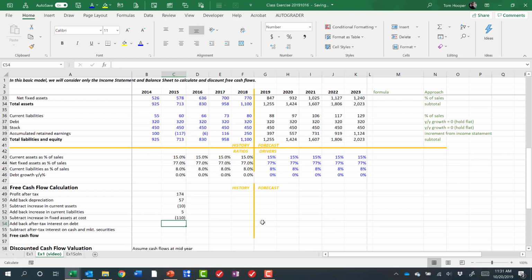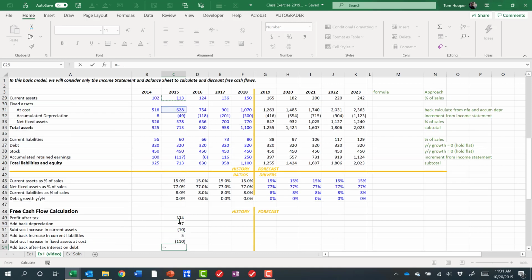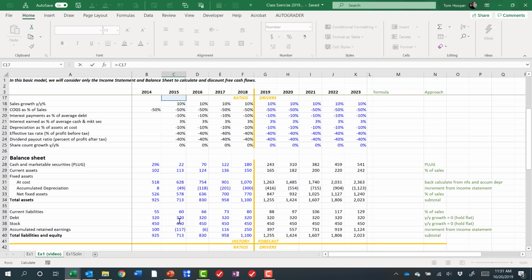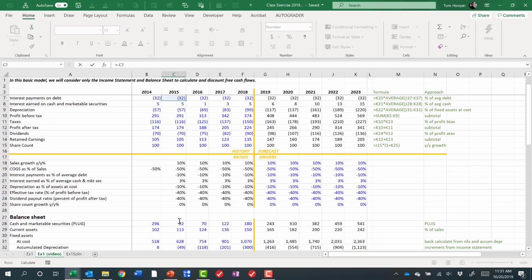To add back the after-tax interest on debt, let's first, since we know that interest on debt is going to be negative and we want to add it back, put a negative sign there, get the interest that we paid on debt. Be sure to grab it off the income statement and don't stop short and grab the ratio that begins with the same words.